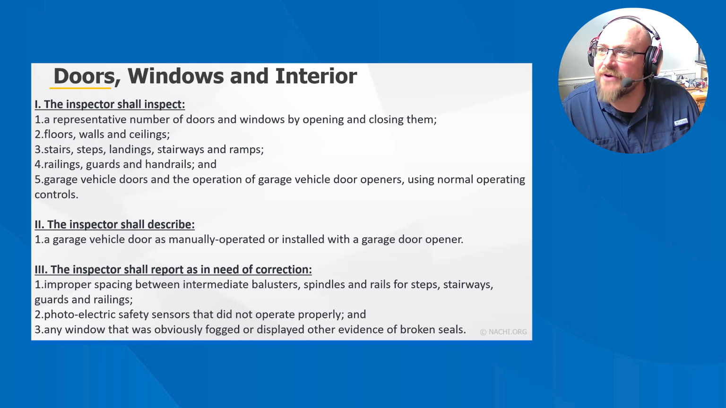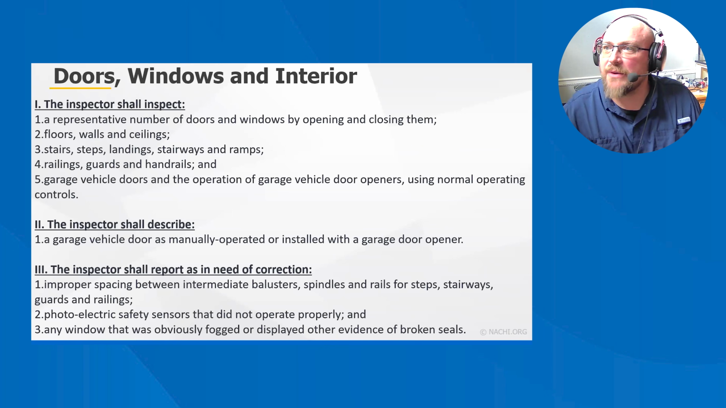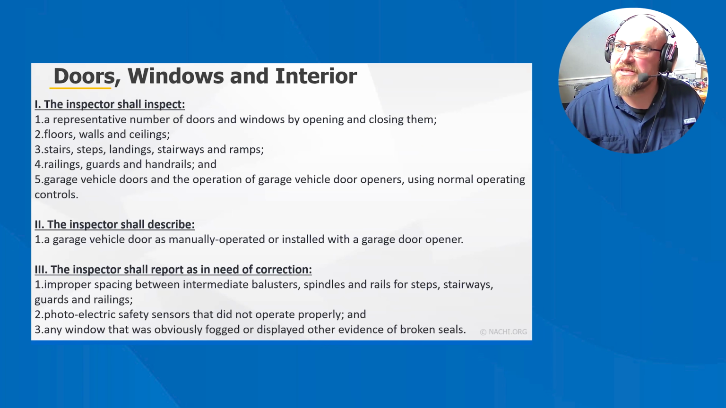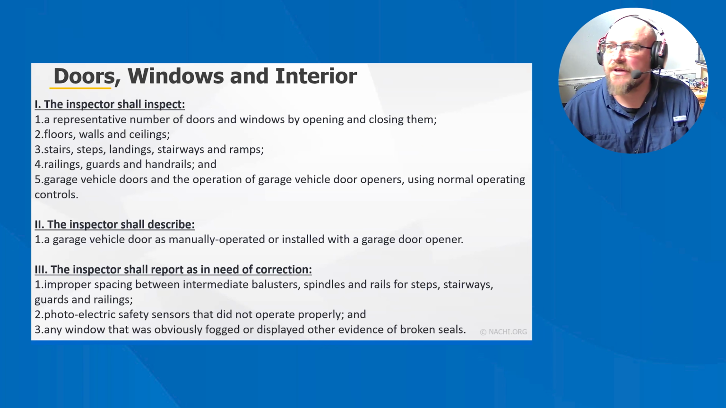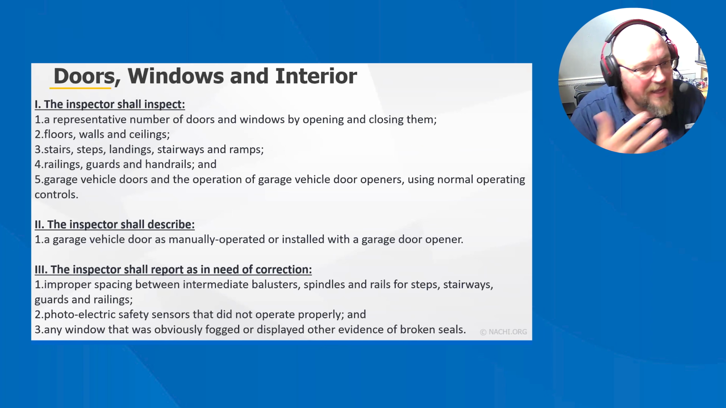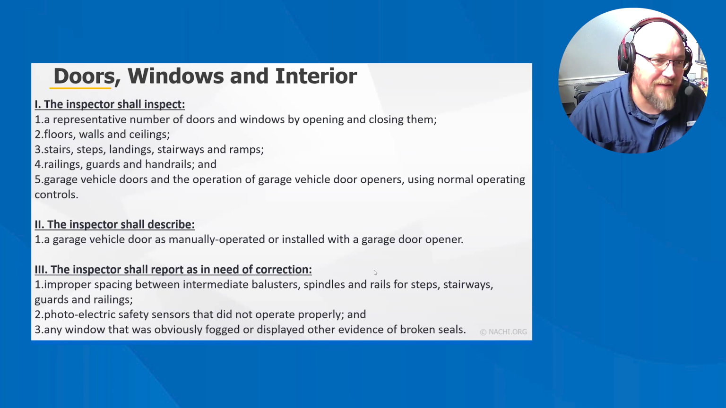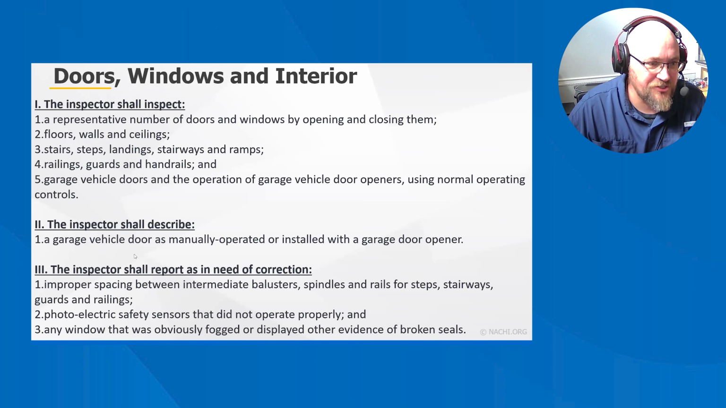Inspector shall report as in need of correction photoelectric safety sensors that did not operate properly and any window that was obviously fogged or displayed other evidence of broken seal. So again, that's the difference between my SOP and the InterNACHI SOP, is that the InterNACHI SOP does have the inspector shall report as in need of correction, this number 3, whereas my state SOP does not have those things. So just make sure you're following your SOP. All right.